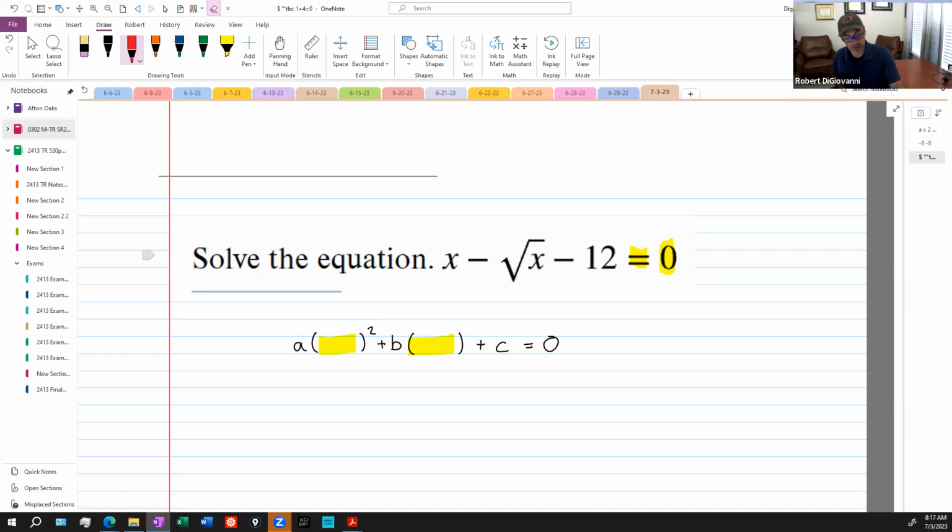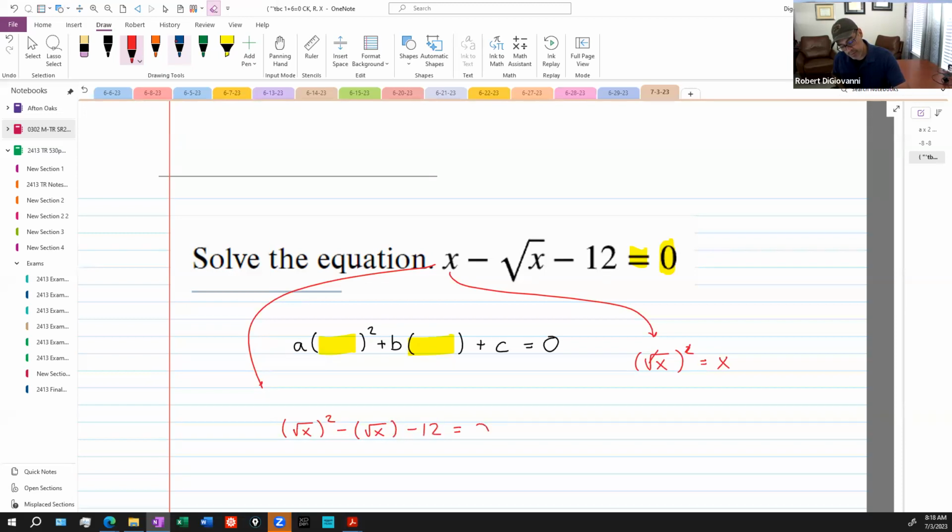So the key here is to realize that x is the same as the square root of x squared, right? Because if you take the square root of x and you square it, the square root and the square go away and you just get x. So I'm going to rewrite that first term, x, as the square root of x, squared, minus, I'm going to put in parentheses again, the square root of x minus 12 equals zero.